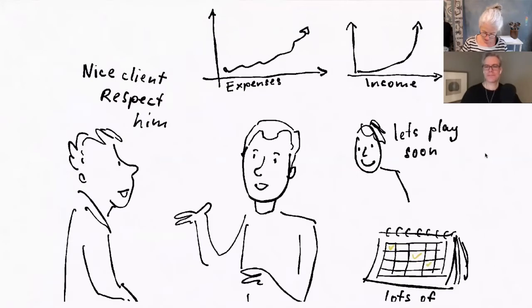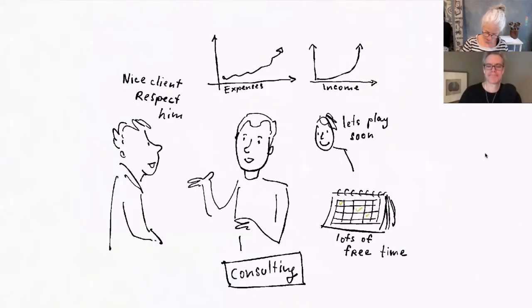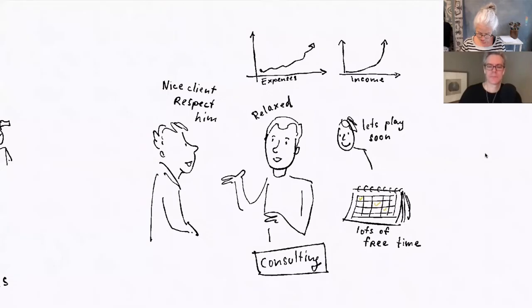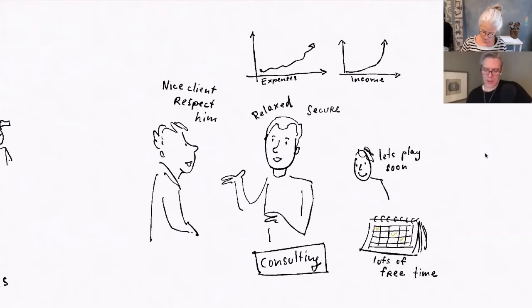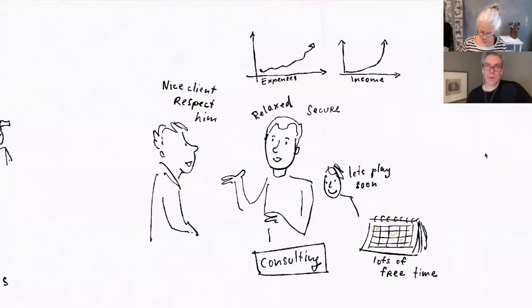And he feels relaxed, I guess. What else? Like more grown up. Secure. He feels secure. He would have an audience. He would have a lot of people who would be interested in giving him money, so to speak.